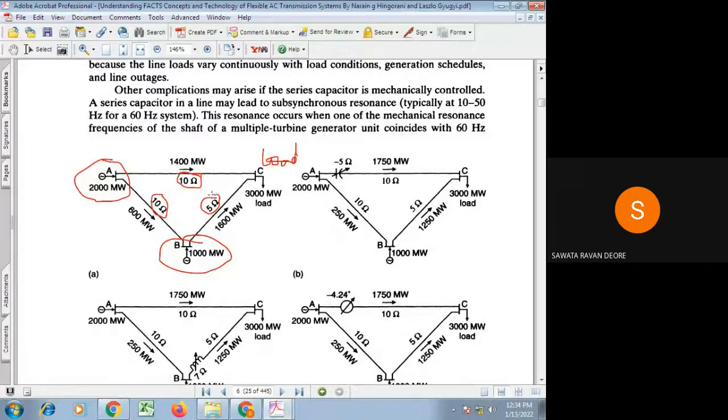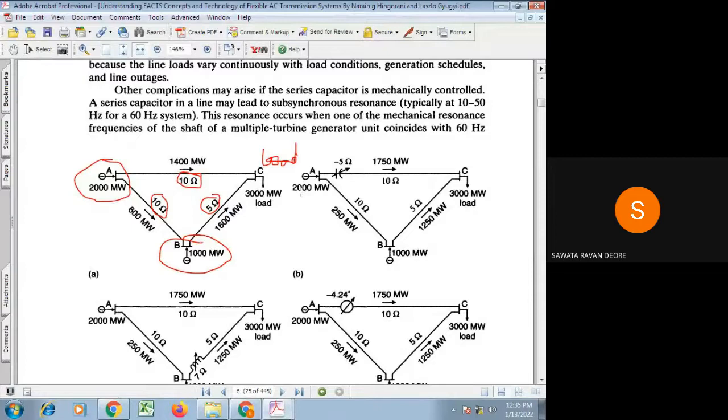Now for this system, let's start with the fundamentals, how this system gets operated. First of all, the load on this particular bus during the period of operation is forecasted. What will be the forecasted load? Let's say it is 3000 megawatt at that load bus. According to that, we need to manage the generation.